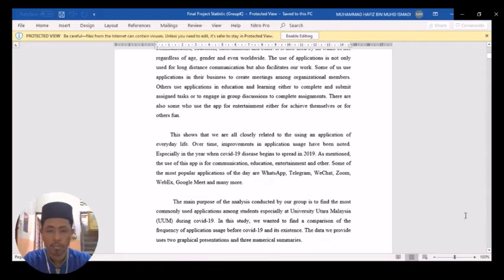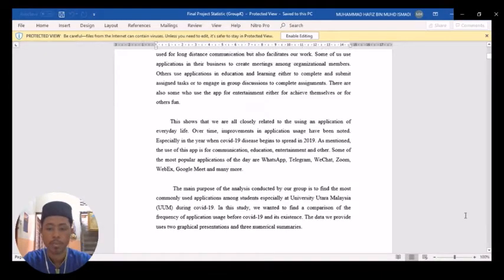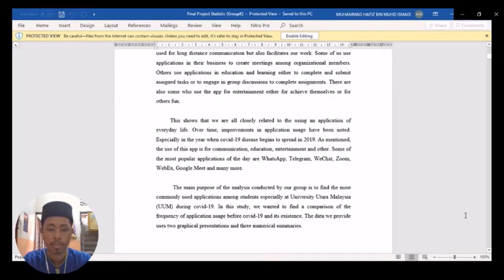Over time, improvements in application usage have been noted, especially in the year when COVID-19 disease began to spread in 2019. As mentioned, the use of these apps is for communication, education, entertainment, and others. Some of the most popular applications of the day are WhatsApp, Telegram, WeChat, Zoom, Webex, Google Meet, and many more.